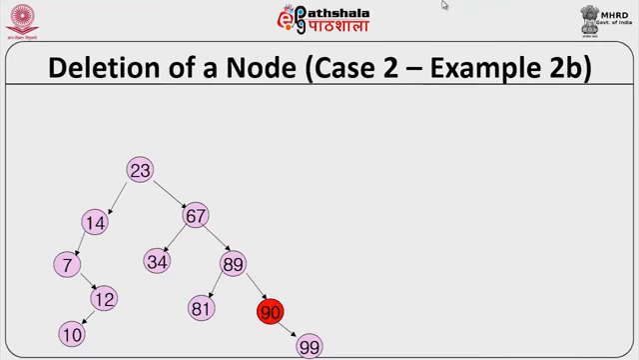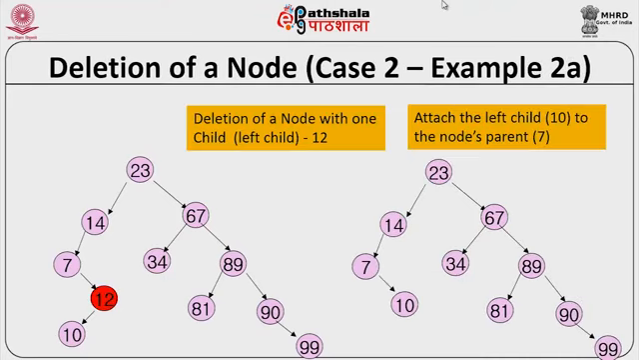So, after the left child, the node is put as the right child of 7, the parent of 12. So, this is the second case example.